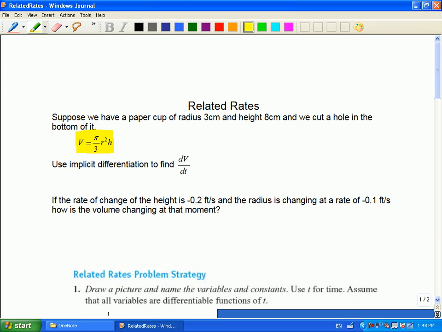So let's figure out how the rate of change in volume is related to the other pieces. So we do that implicitly. If I take the derivative of V, that's just dV/dt, and now I have to take the derivative of the other side as well, so it'll be 2π/3 r dr/dt plus π/3 r squared dh/dt.